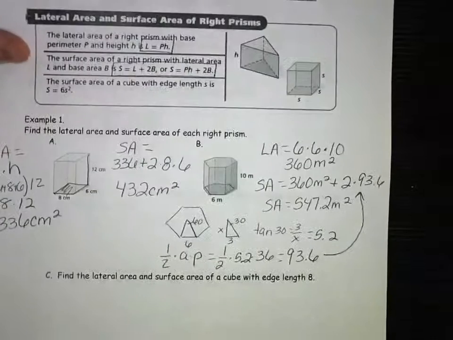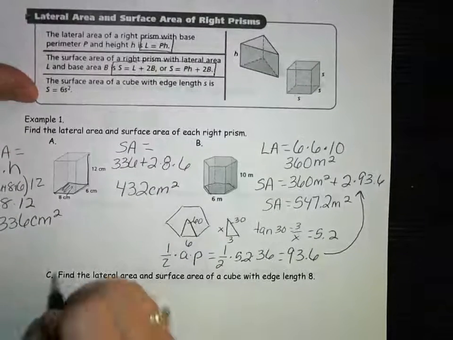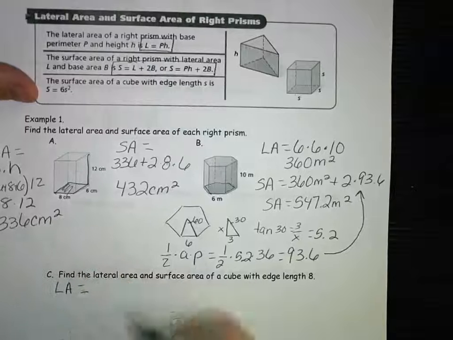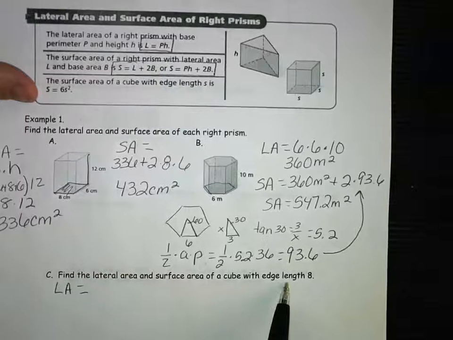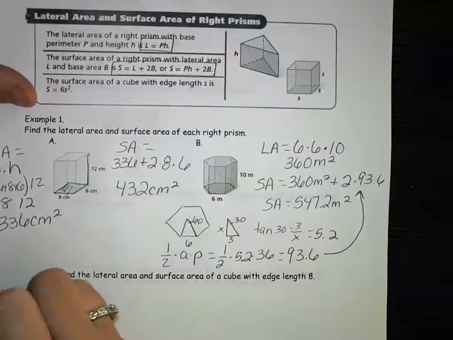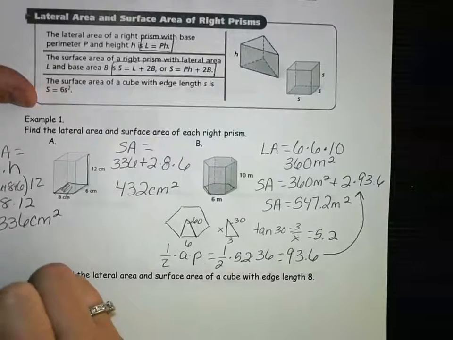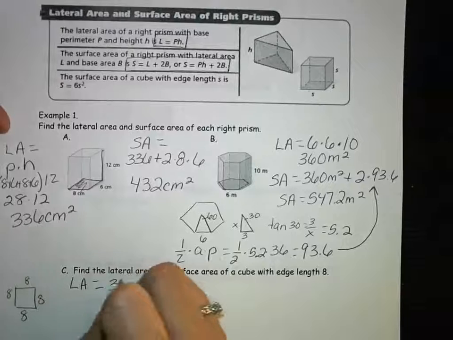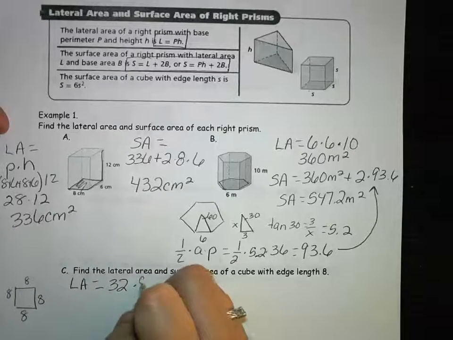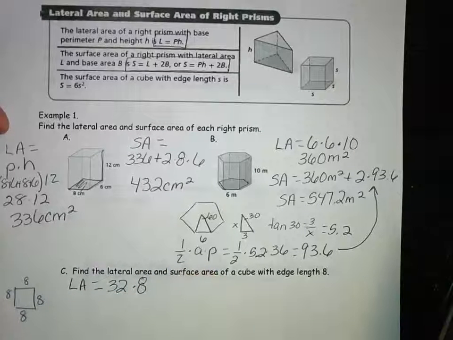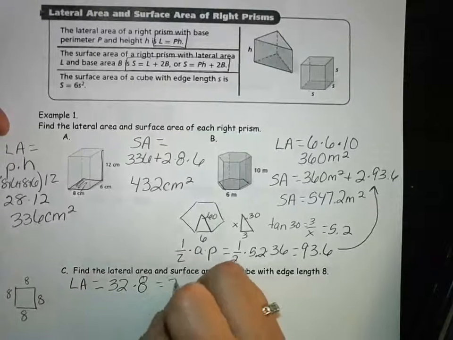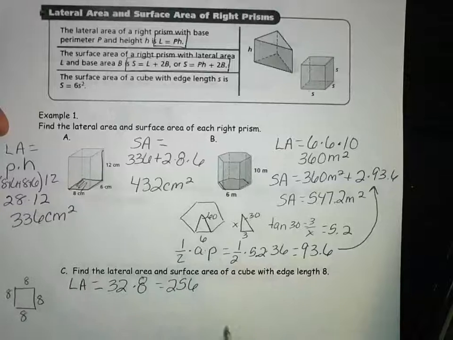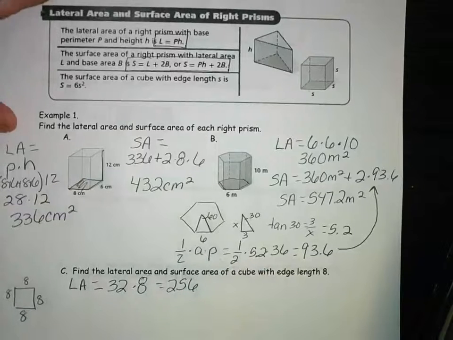For the lateral area of a cube, we're going to do the perimeter. The base is a square. All 4 side lengths are 8. So 32, and the height will also be 8. So 32 times 8 is 256 for our lateral area.